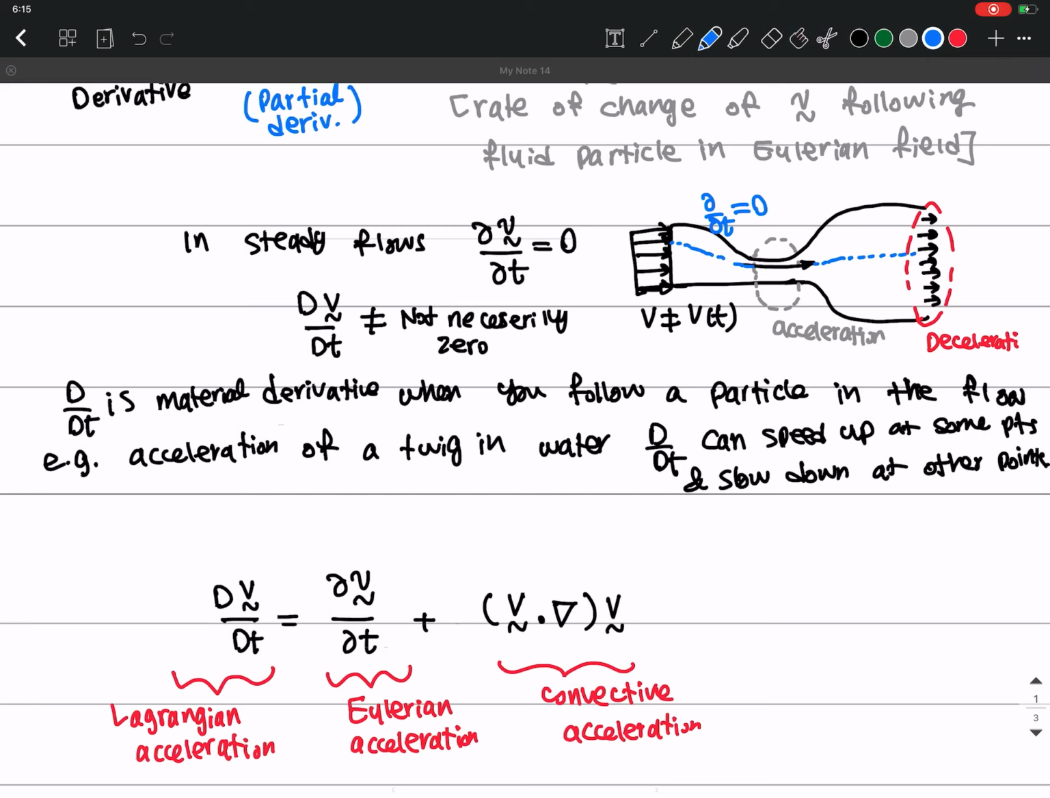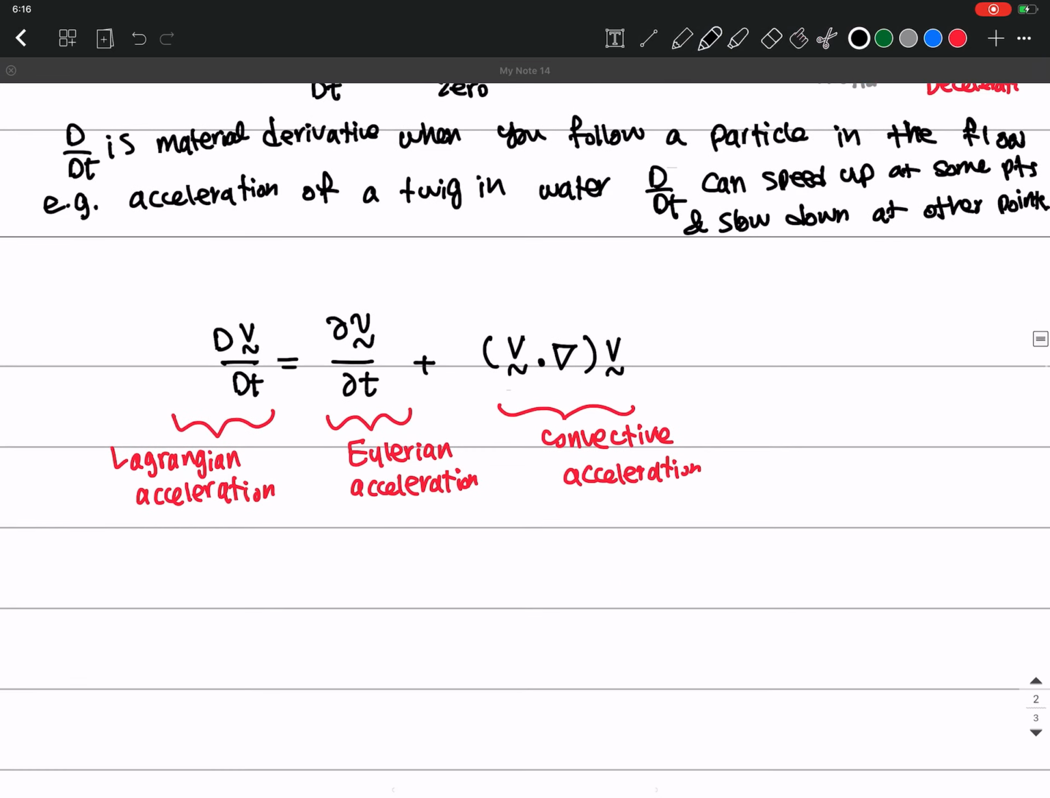So locally, if you look at that, it might have some acceleration here and then deceleration here, right? So this d over dt term is not zero, although the partial over partial t is zero for this control volume, meaning that the partial derivative with respect to time is zero. And this d over dt, we call it material derivative or Lagrangian derivative, meaning that it's the derivative where you follow the fluid particle.